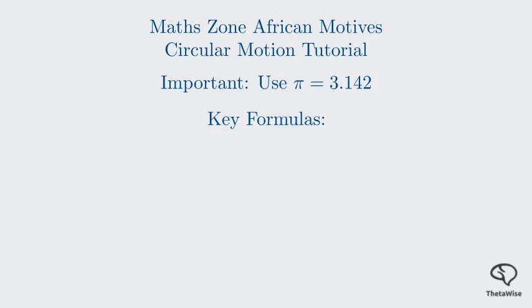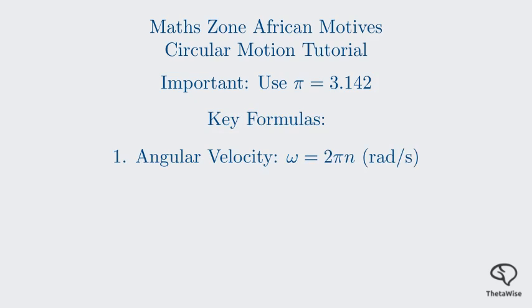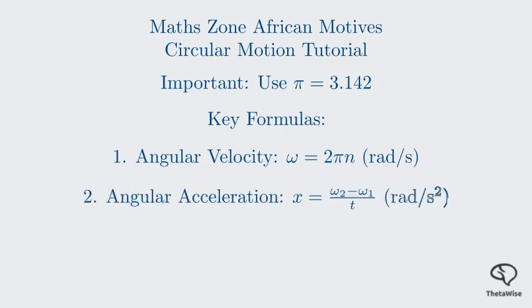These are the building blocks of circular motion. First, angular velocity, represented by the Greek letter omega, is equal to 2 pi times the rotational frequency, n. This formula connects the rate of rotation to its angular speed in radians per second. Next, angular acceleration, alpha, is calculated by dividing the change in angular velocity by the time taken. It tells us how quickly the angular velocity is changing.